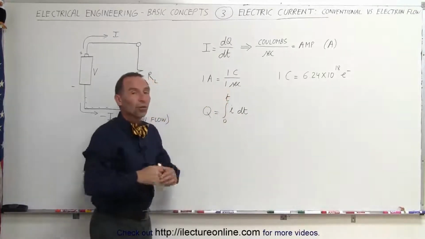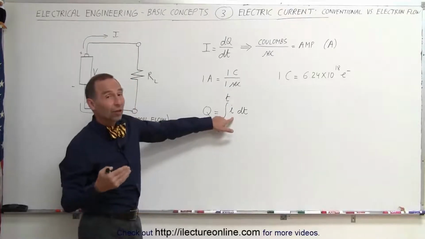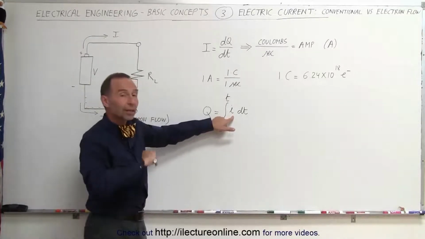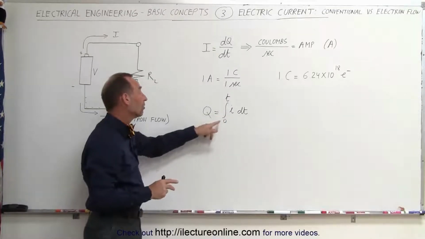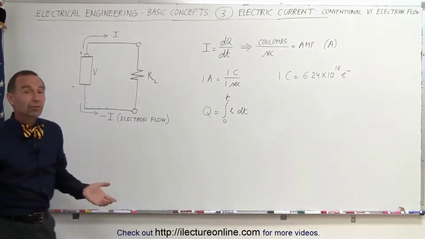integrated from 0 to t. So how much current has flown over a certain amount of time, especially if I is not a constant but a variable, then of course we want to keep track of that, and the total charge will then simply be the integral of the current times dt. That's the basic concept of current.